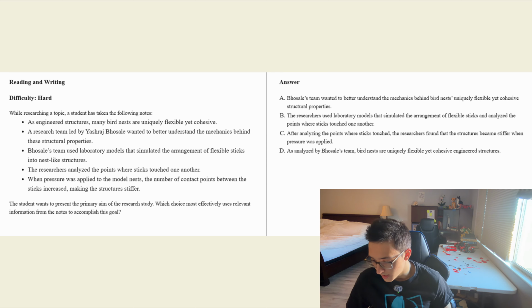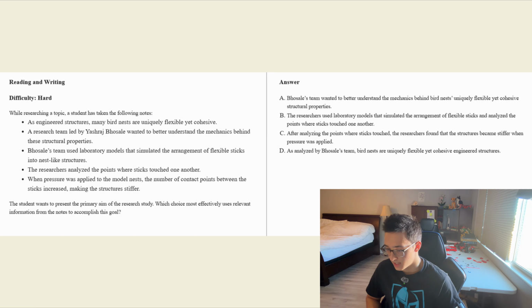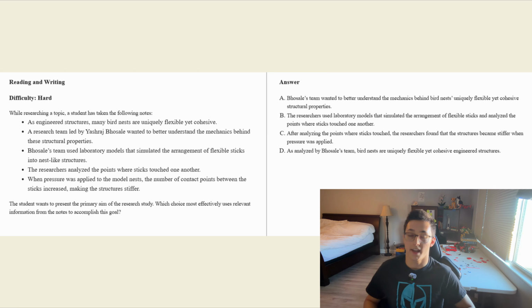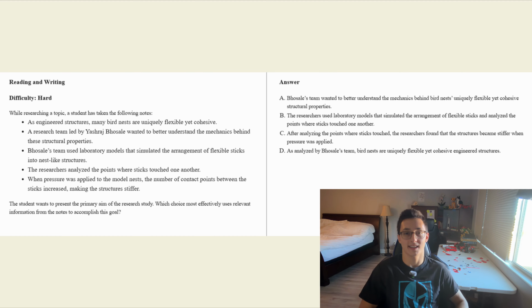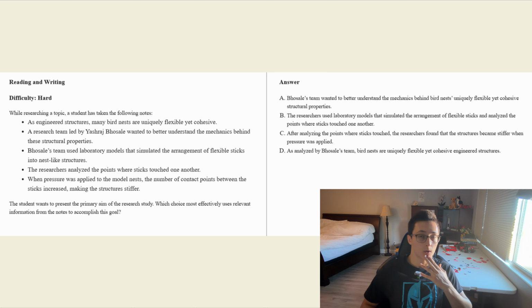The researchers used laboratory models that simulated the arrangement of flexible sticks and analyzed the points where sticks touched one another. Now, this is more of the step-by-step, right? This is more of the methodology of the study, but that's not what the question asks. The student wants to present the primary aim of the study. The aim of the study is more like, what is the goal, right? And the goal is to better understand the mechanics behind the bird nests. So we know B is wrong.